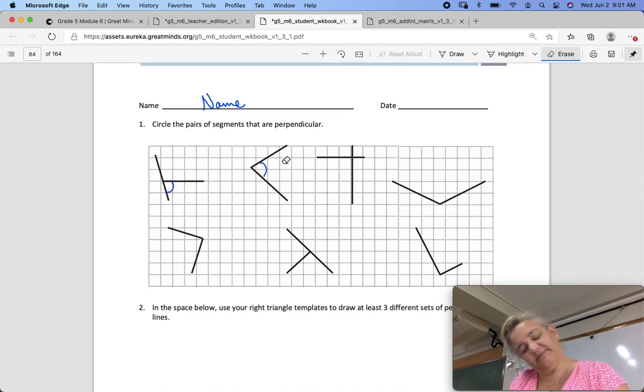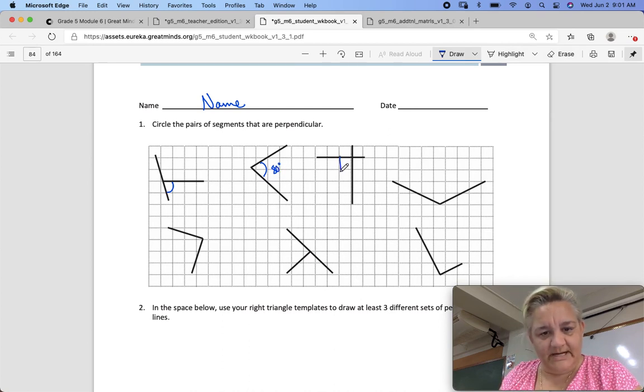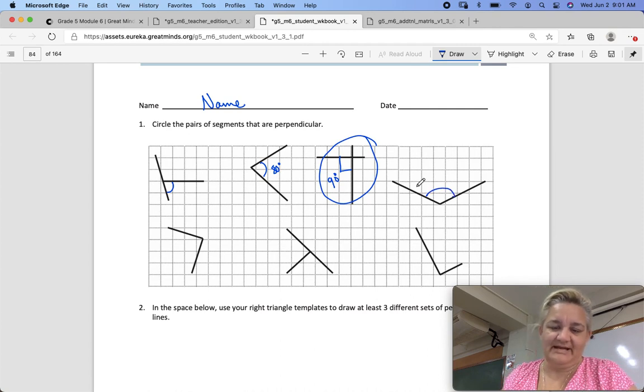I'm turning my head so I can see it better. I think that's an 80-degree angle, not a 90-degree angle, so I'm going to put 80 there. This one right here, that is 90 degrees. So this one is definitely perpendicular, and that is an obtuse angle, so that's way more than 90.